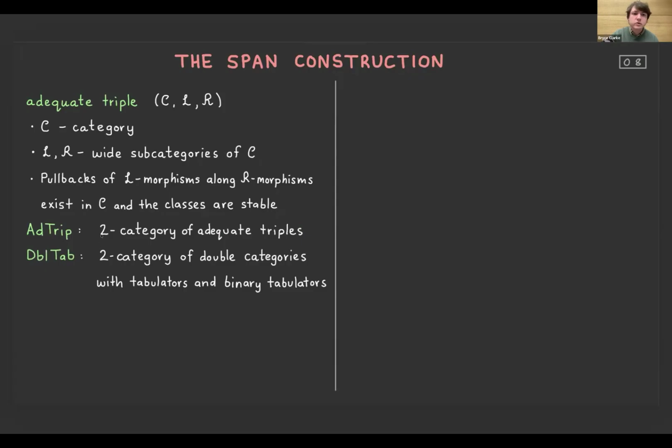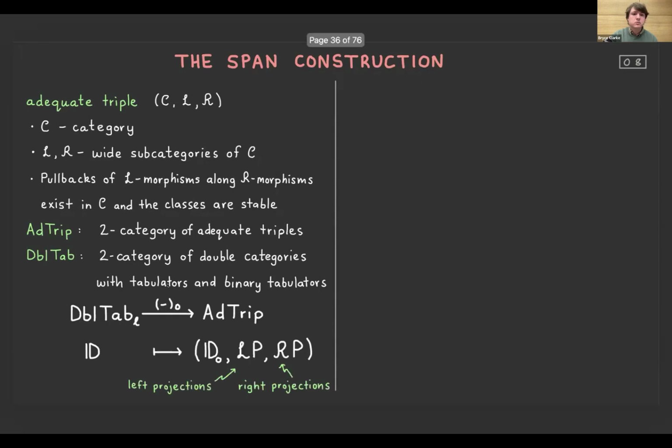Okay, and so with this data of an adequate triple, what can we say? Okay, we have a two category of such things. The morphisms are functors from C which preserve each of the classes, as well as preserve the pullbacks of L morphisms along R morphisms. Okay. And we also have a two category of double categories with tabulators and binary tabulators.